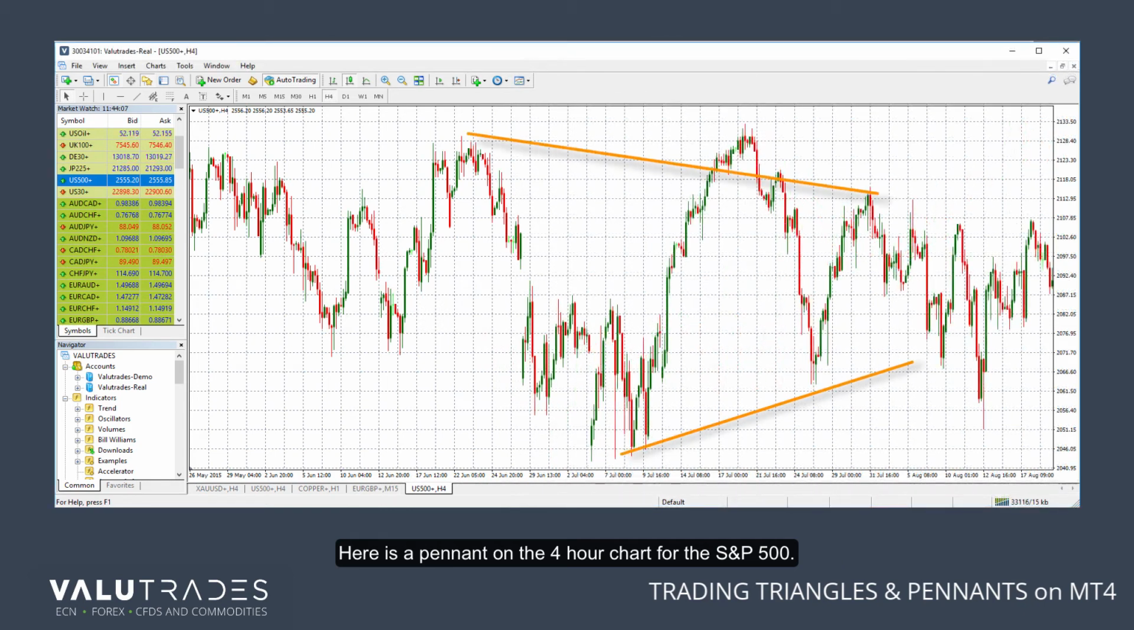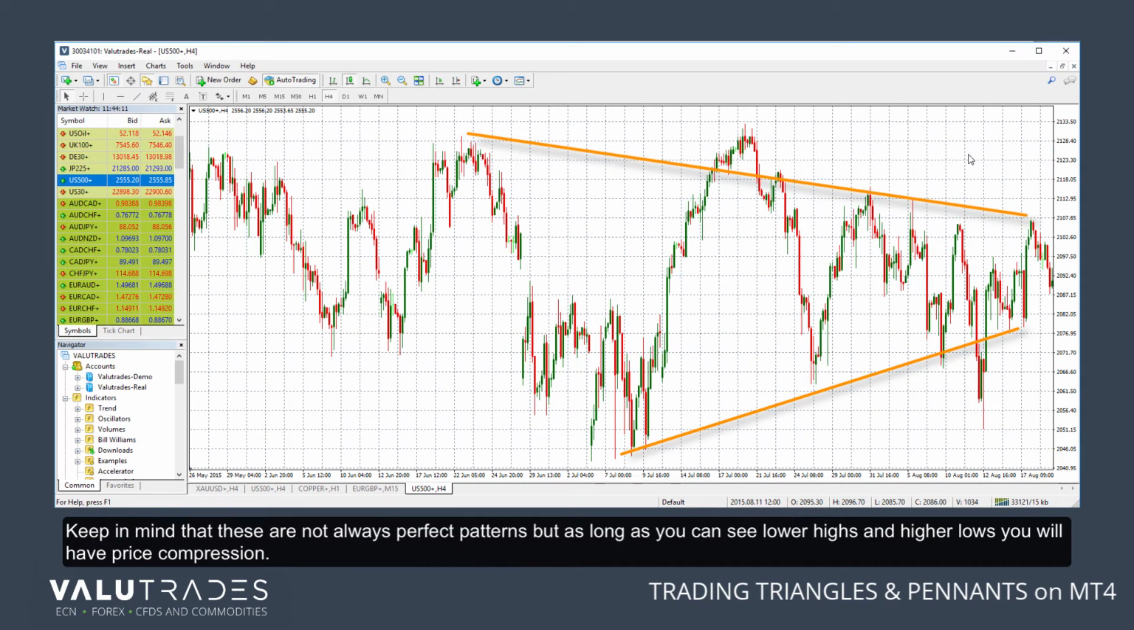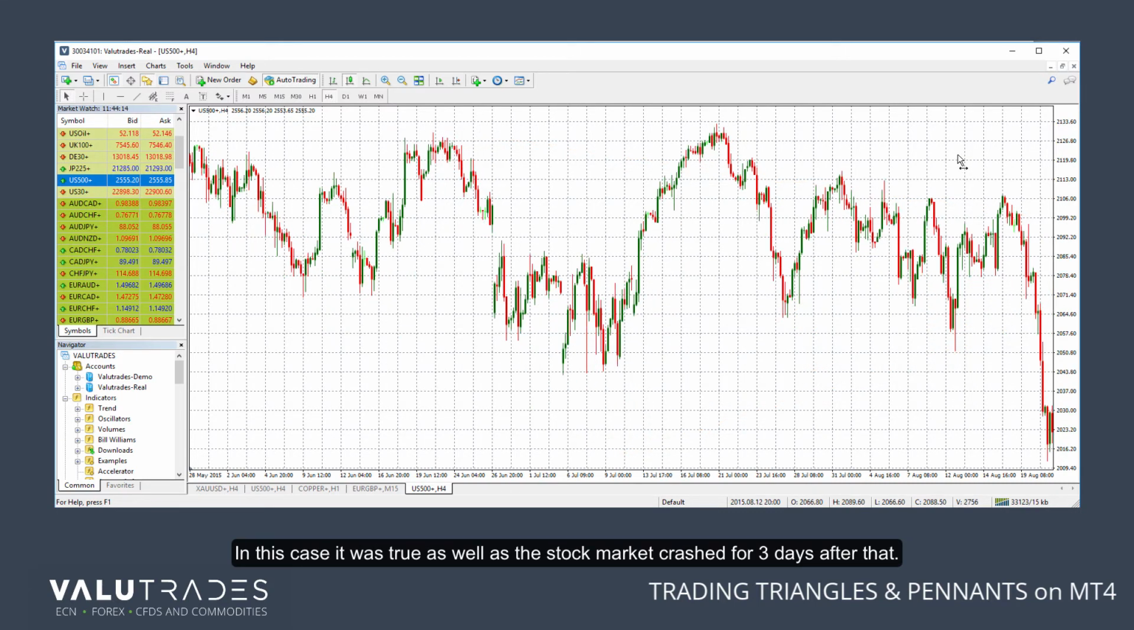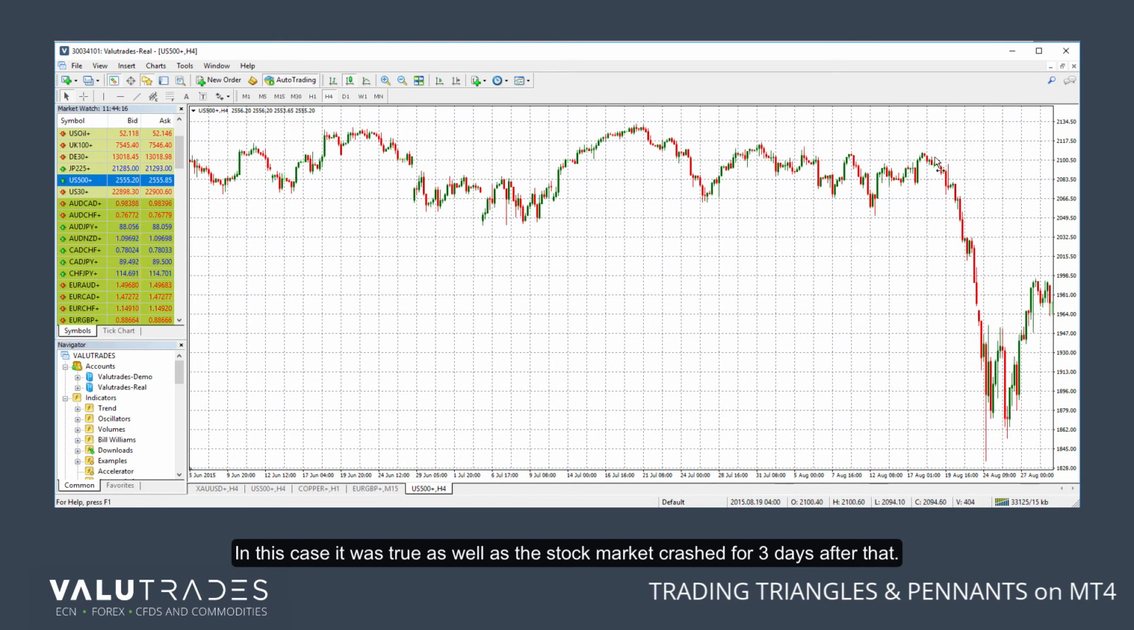Here is a pennant on the 4-hour chart for the S&P 500. Keep in mind that these are not always perfect patterns, but as long as you can see lower highs and higher lows, you will have price compression. In this case, it was true as well, as the stock market crashed for 3 days after that.